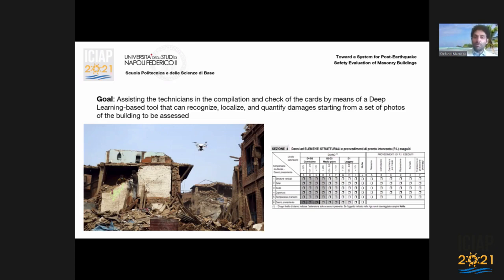In this context, what we do is to propose the use of a vision-based system to support the post-disaster building safety evaluation, and in particular to speed up the process of filling this form. In particular, we introduced the use of a decision support system, and in particular machine learning, in order to reduce the error when filling this document.